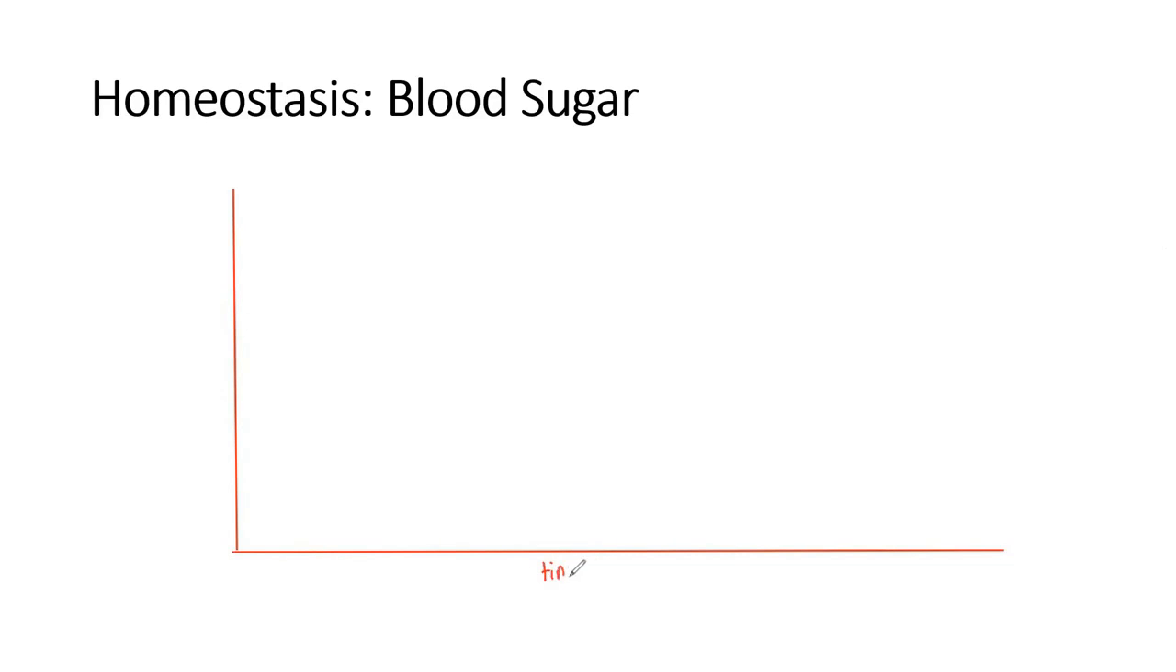So we've got time here. And then we've got blood glucose. This is going to be in milligrams per deciliter. Now, as you mentioned before, we like to start at about 100. And in terms of normal physiology, healthy, 140 is kind of the upper limit here.